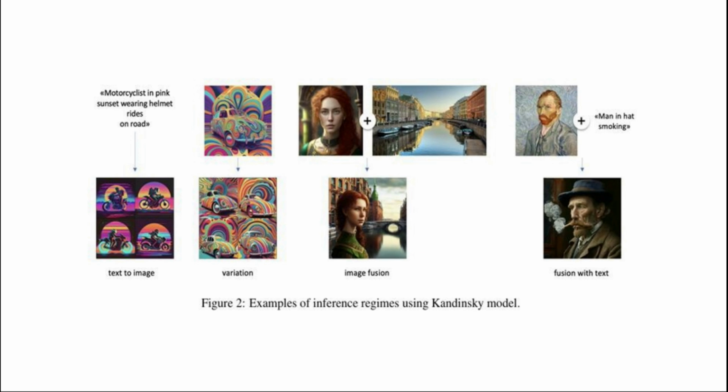And dear friends, with massive 3.3 billion parameters, it demonstrates state-of-the-art performance, achieving an FID score of 8.03 on the COCO 30K dataset, one of the best among open source models. Additionally, Kandinsky supports multiple generative tasks, including text-to-image synthesis, image fusion, text-image fusion, image variation, and in-painting or out-painting, making it a highly versatile tool in AI-generated content creation.